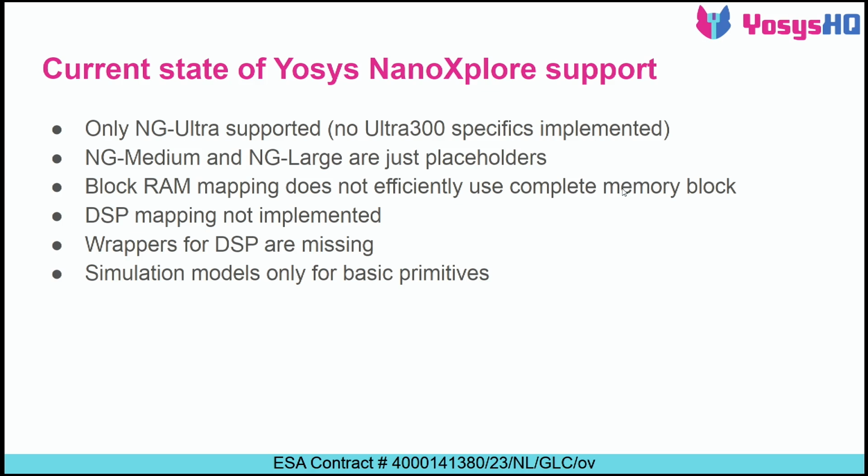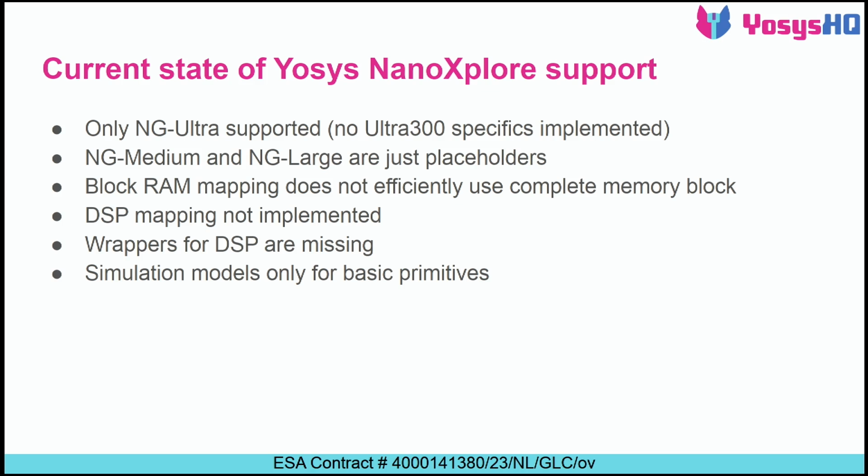just in summary, what did we end up making in this project as the final state of our prototype? So we only support the NG-Ultra. There is an Ultra 300, which is the same architecture, smaller chip, but we didn't get access to the hardware, so we didn't implement that one. We have NG medium and NG large as placeholders in our synthesis flow, just because the primitives are mostly called the same, so it was mostly there. The blockgram mapping is not optimized in synthesis. The DSP mapping is not implemented.